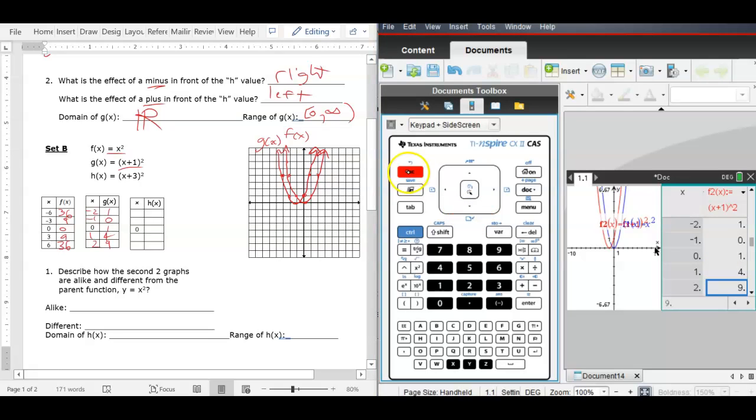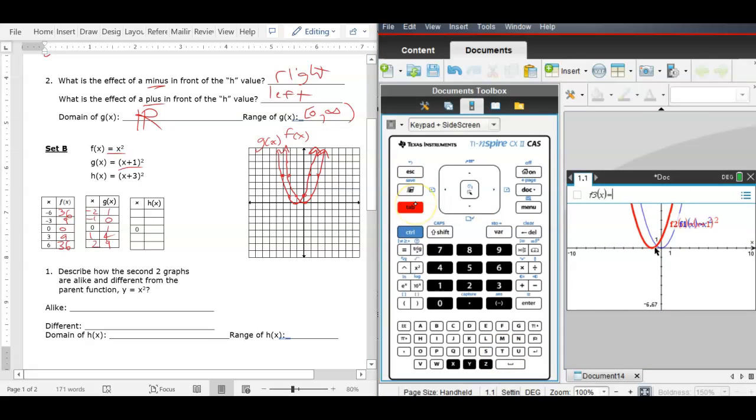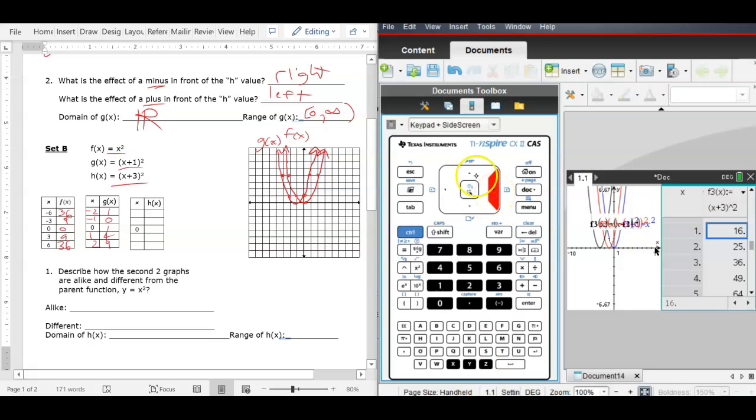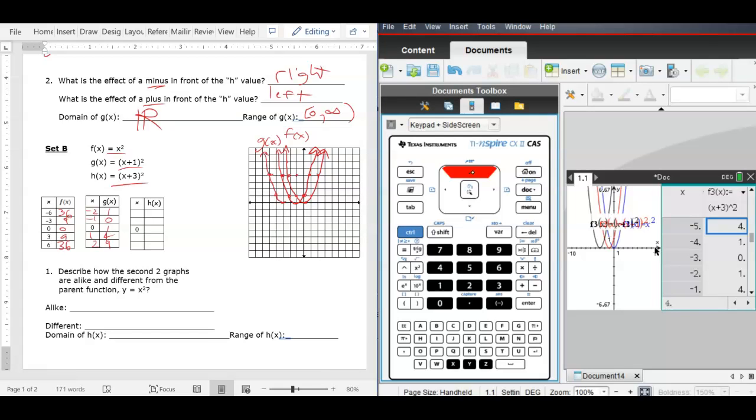What about h of x? So again, Control T, tab, x plus 3 squared. Oh, so now it's moved even more to the left. Okay, so I get Control T, try to get some points. Let's plot these points. Negative 5, 4. Negative 4, 1. Negative 3, 0. Negative 2, 1. Negative 1, 4. All right, h of x. So that one moved over to the left 3.